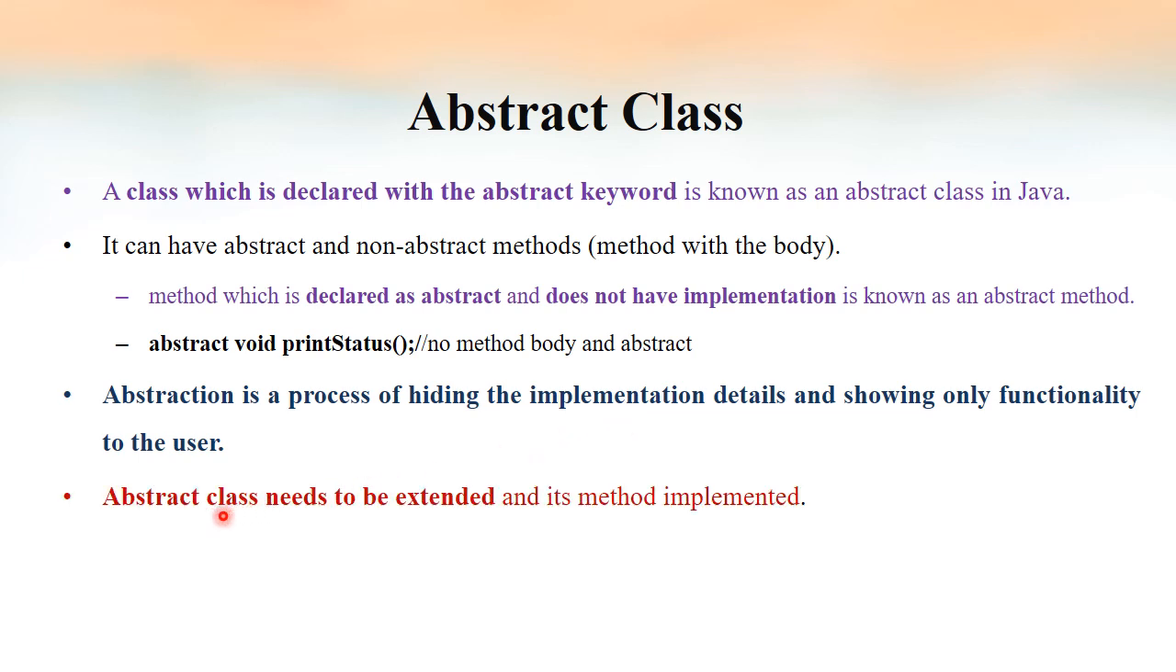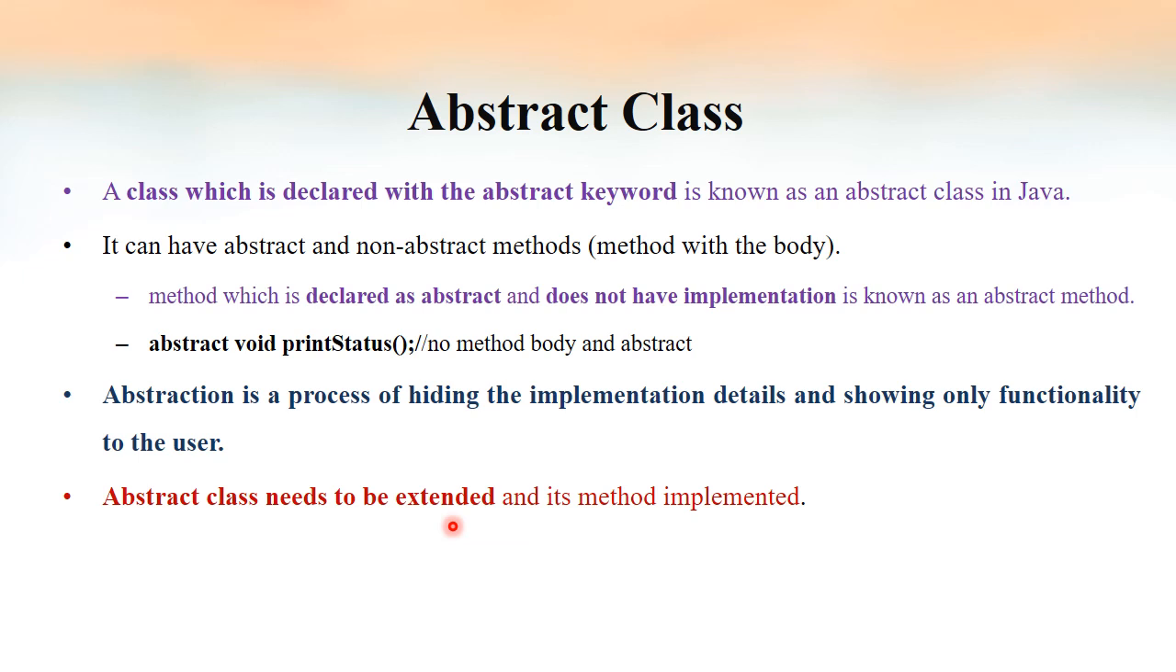Now what's the purpose of an abstract class? An abstract class needs to be extended. We use the keyword extends in inheritance, and the methods get implemented there. That means we cannot create objects of an abstract class. An abstract class is created so that it can act as a parent class to many other classes. That is what we mean by saying an abstract class needs to be extended.